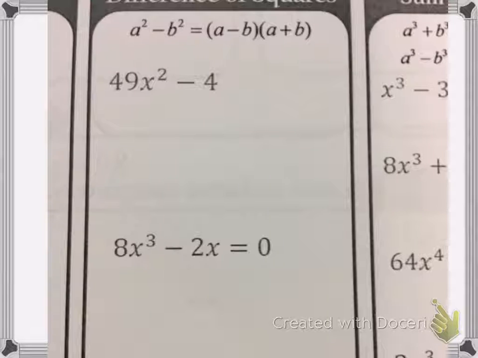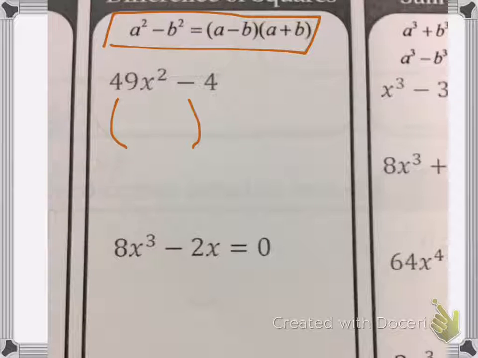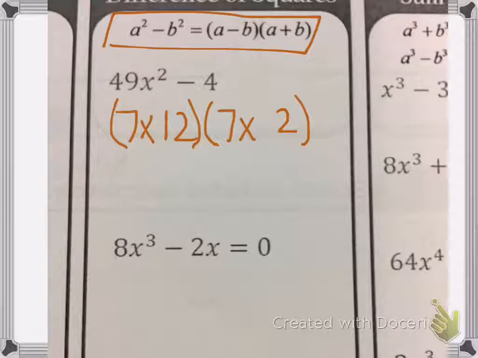All right, another kind of factor that we learned how to do is called the difference of squares. This is the difference of squares formula right up here. But essentially what it says to do is look and see if you have two perfect square numbers. If you do, square root the first number, so 49x squared square roots to 7x, and square root the last number, the 4 square roots to 2, put one with the plus sign and one with a minus sign.